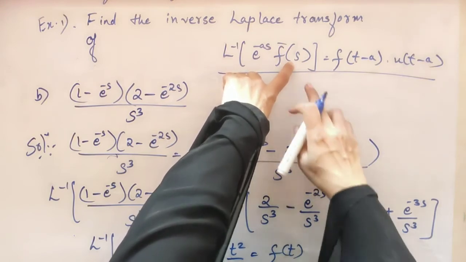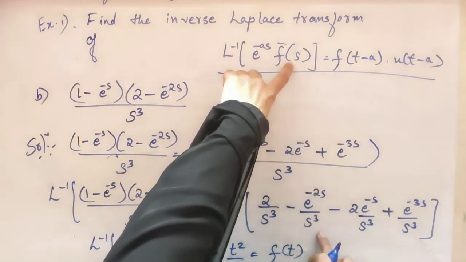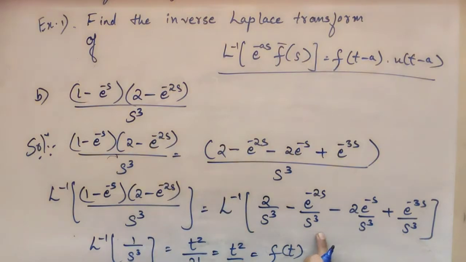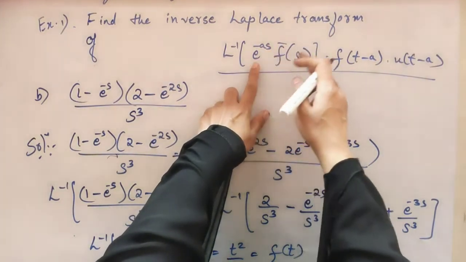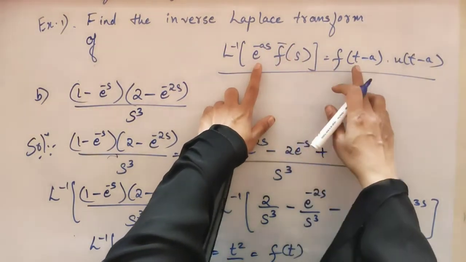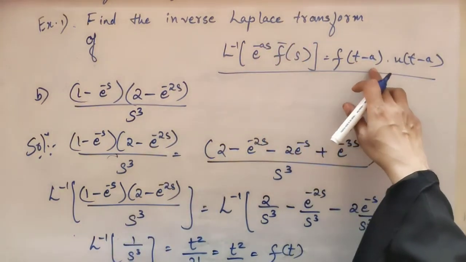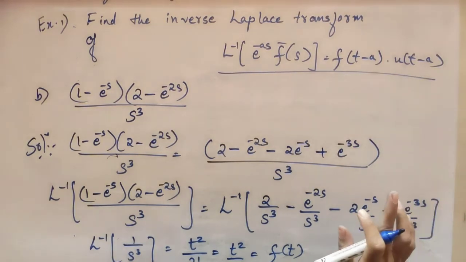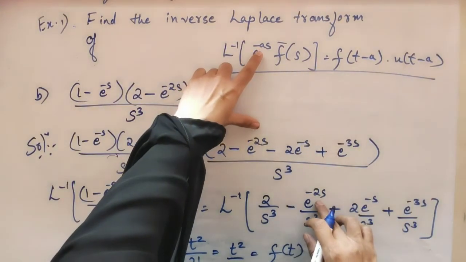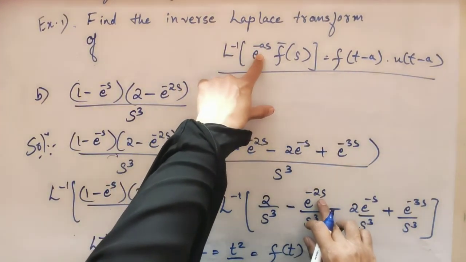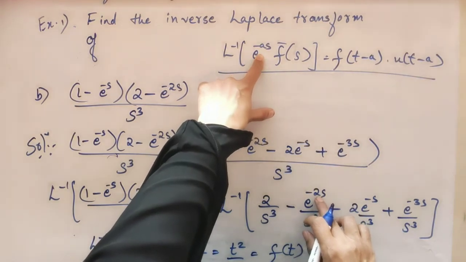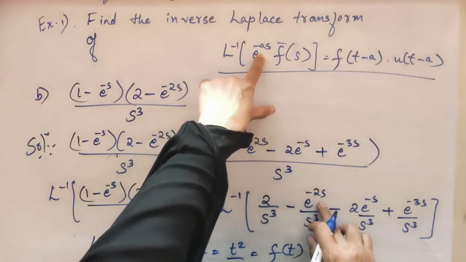So what is its inverse Laplace transform for 1 by s cube? You all know it is t square by 2. But when it comes in combination like this, we know that its inverse Laplace transform of this combination is f of t minus a into u of t minus a. Now if you compare these two things, you will come to know the value for a. A value is 2.